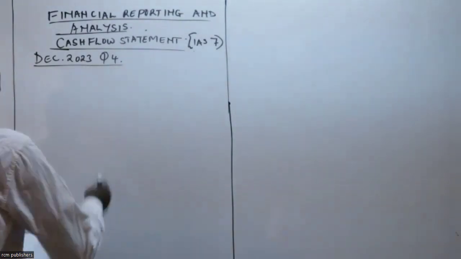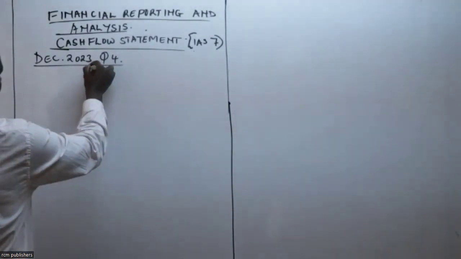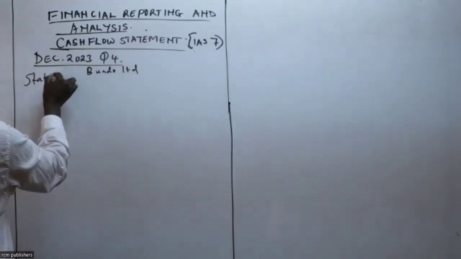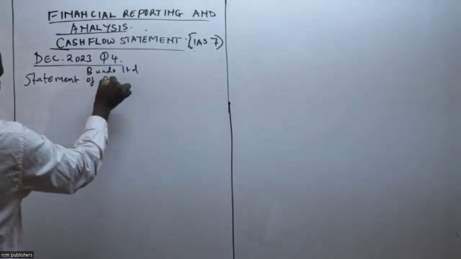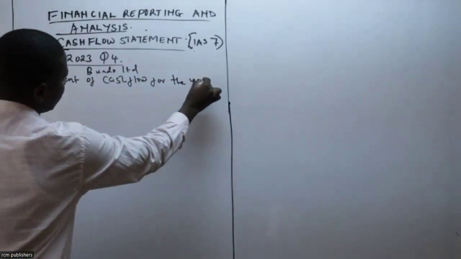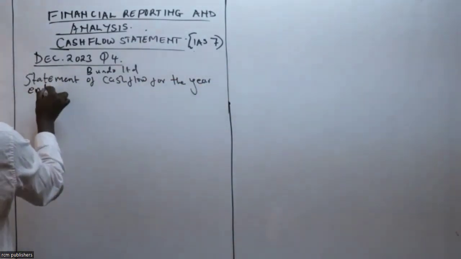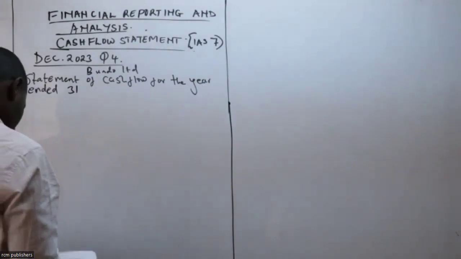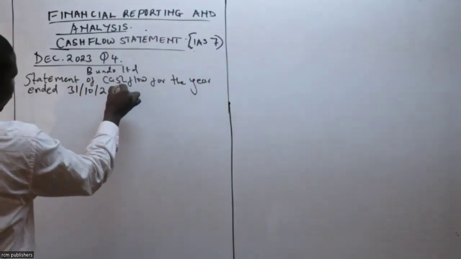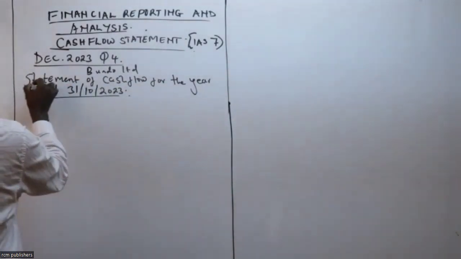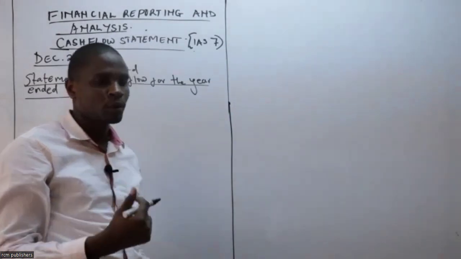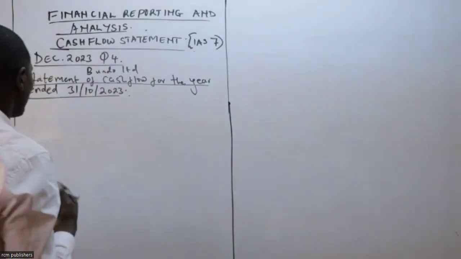So, class, if you are with me, we can start this question. And we start with the heading. This is Bunda Limited, statement of cash flow for the year ended 31st October 2023. So that is it. That is the heading. When you're tackling any question under reporting, you need to include the heading.